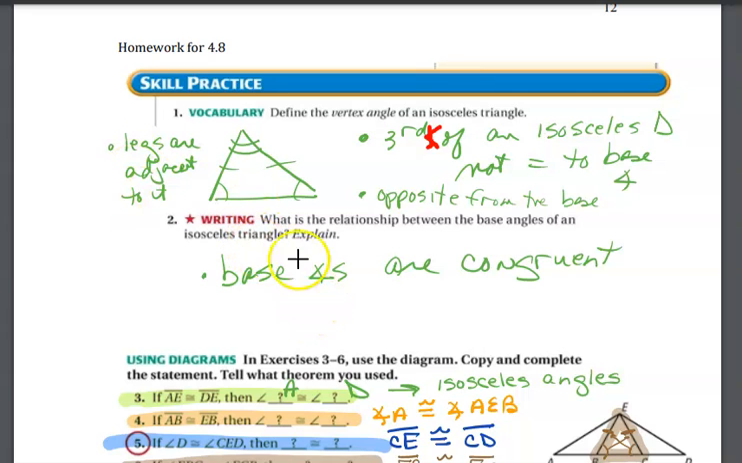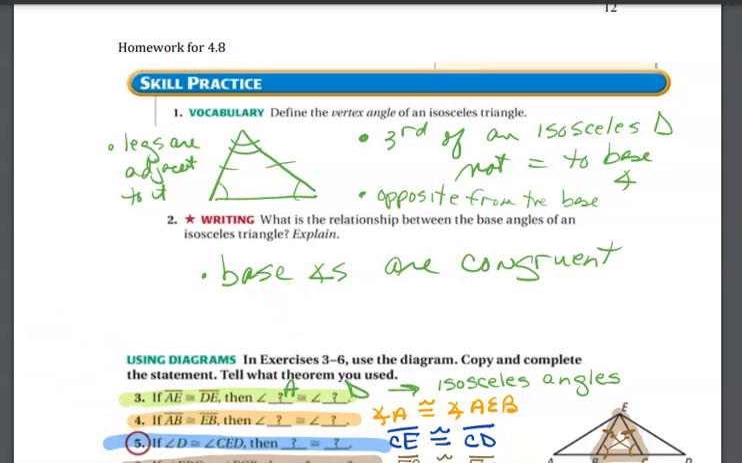All right, next thing. What is the relationship between the base angles of an isosceles triangle? And I said base angles are congruent. That's the relationship. Okay, they're congruent. And so that's always going to hold.